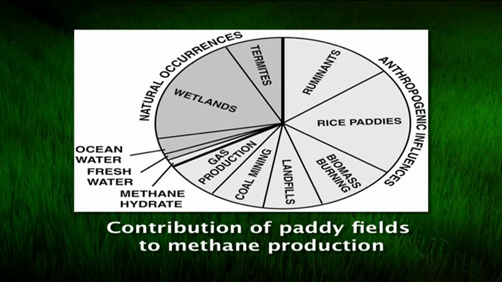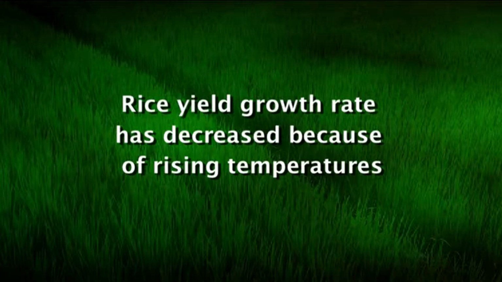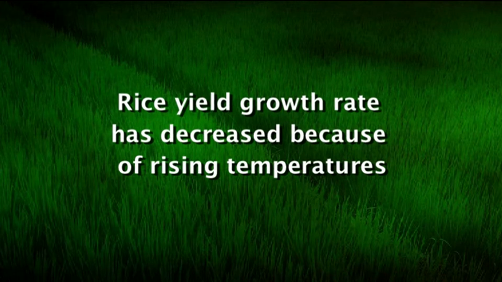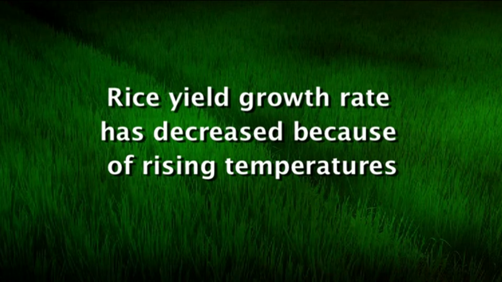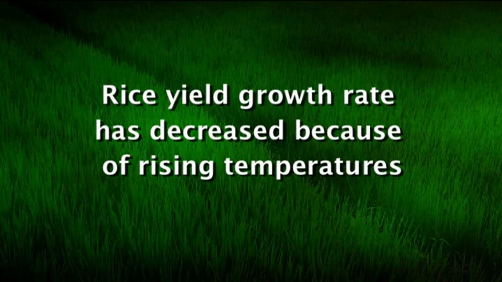Current contributions of methane from agriculture is approximately 15% of the anthropogenic greenhouse gases as estimated by the IPCC. Methane is 20 times more potent a greenhouse gas than carbon dioxide. A 2010 study found that as a result of rising temperatures and decreasing solar radiation during the later years of the 20th century, the rice yield growth rate has decreased in many parts of Asia compared to what would have been observed had the temperature and the solar radiation trends not occurred.